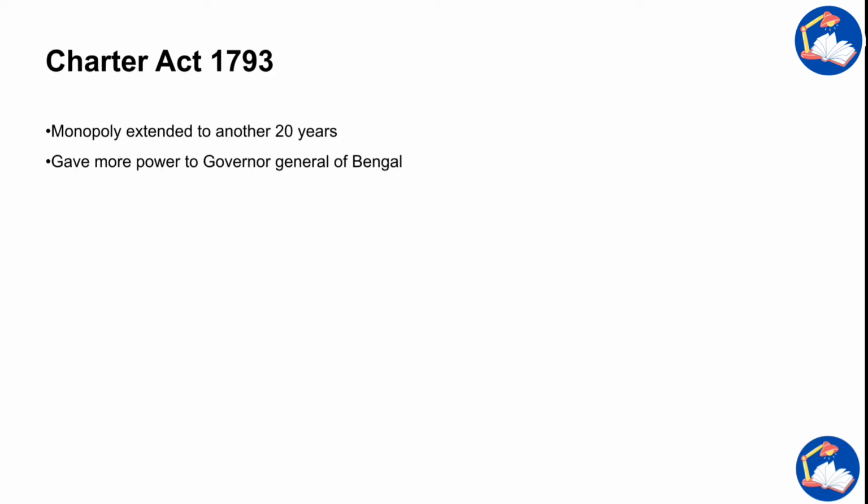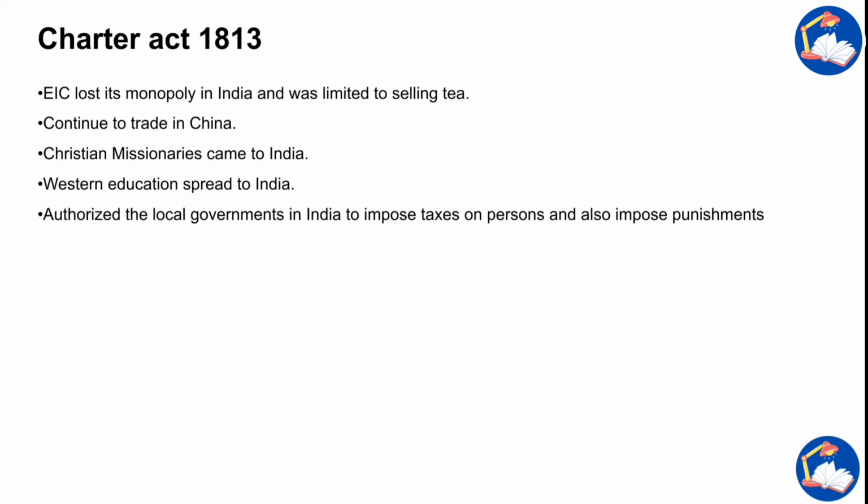Next one is the Charter Act of 1793. The monopoly of the company was extended for 20 more years, and at that time the Governor General of Bengal was Lord Cornwallis. So his power was increased to a large extent. It gave more power to the Governor General of Bengal. Now, Charter Act of 1813.